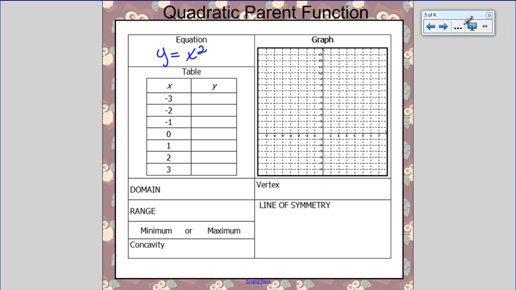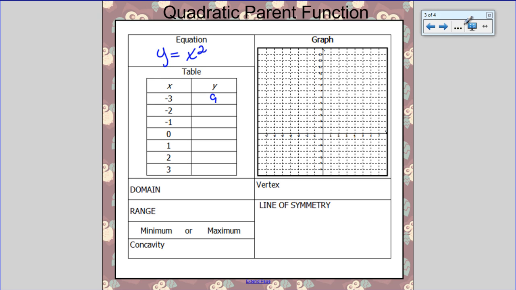And so it's just going to be x squared. There's nothing extra added to it. It's just y equals x squared. And so if I fill in my table based on this, I will plug in my numbers. -3 squared becomes +9 because -3 times -3 is +9.